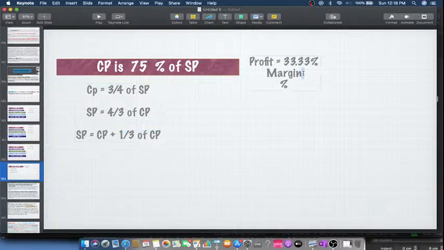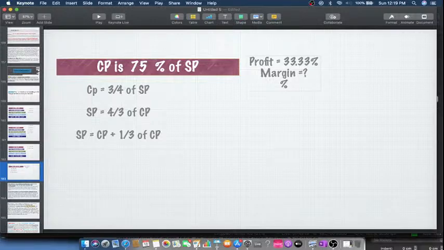Are we okay with what happened here? My next question is, what is the margin percentage? Nobody has given me the margin percentage. First of all, do we know what margin percentage means? Everybody ran away at margin. What is a margin? Okay, so pay attention.